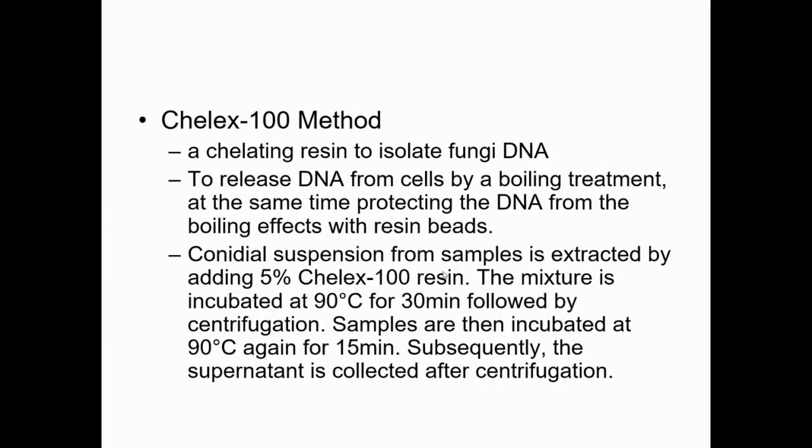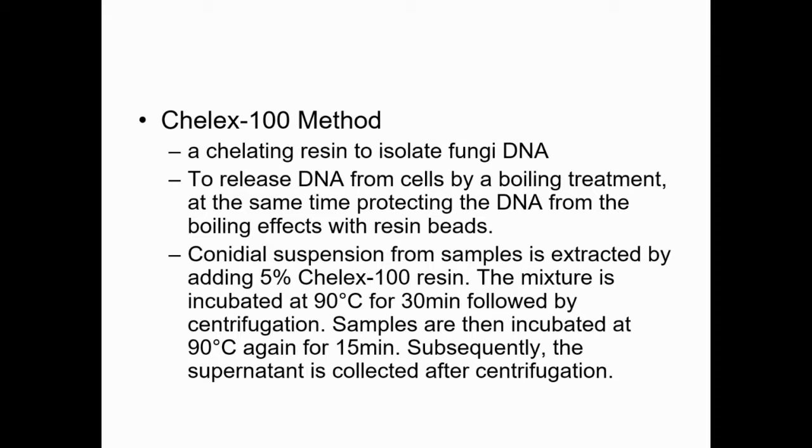And Chelex 100 is a chelating resin, all right, and has a high affinity for polyvalent metal ions. So it can also be used to isolate fungal DNA quickly and efficiently. It is frequently used to release the DNA from cells by a boiling treatment, at the same time protecting the DNA from the boiling effect with the resin beads.